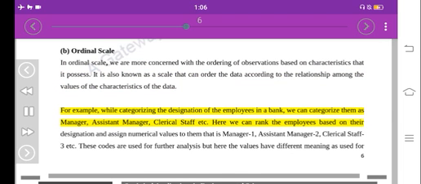For example, while categorizing the designation of the employees in a bank, we can categorize them as manager, assistant manager, clerical staff, etc. Here we can rank the employees based on their designation and assign numerical values to them, that is manager 1, assistant manager 2, clerical staff 3, etc. These codes are used for further analysis, but here the values have different meaning.